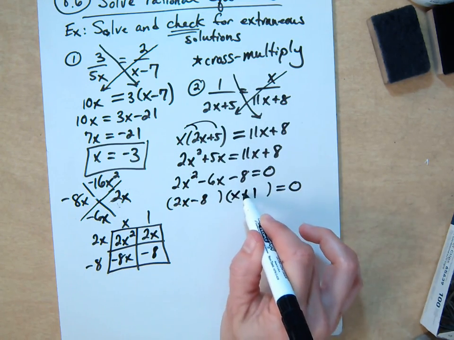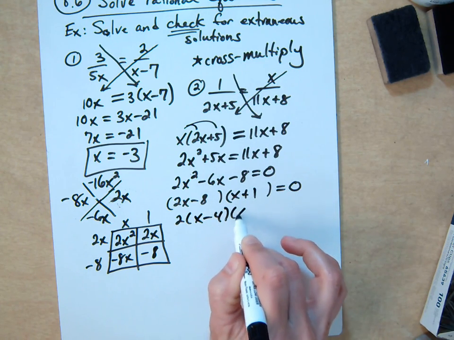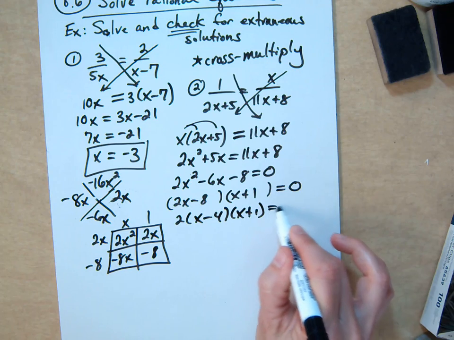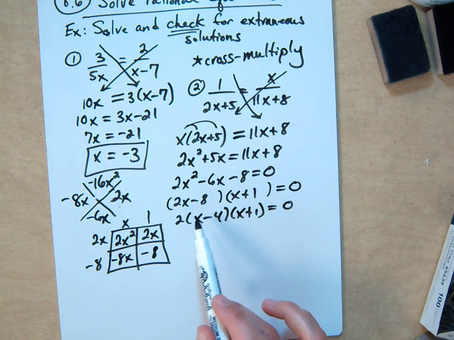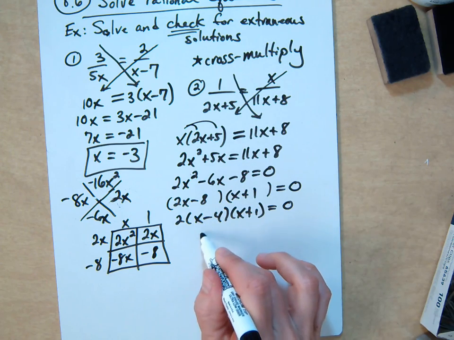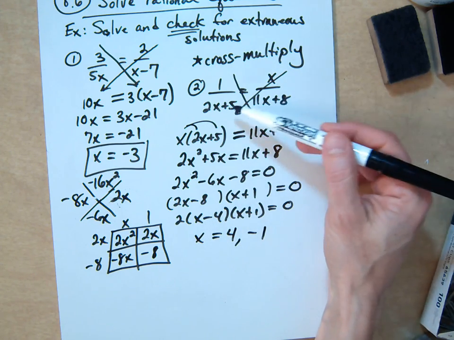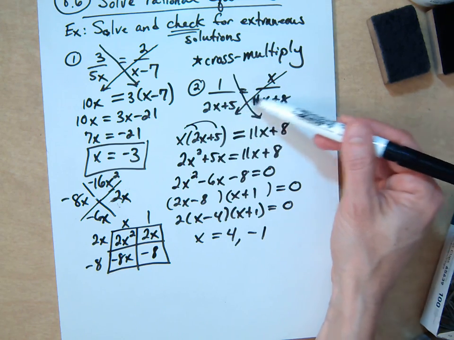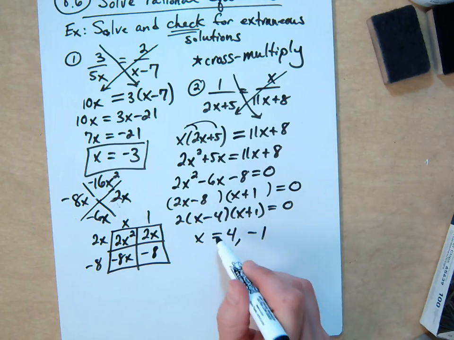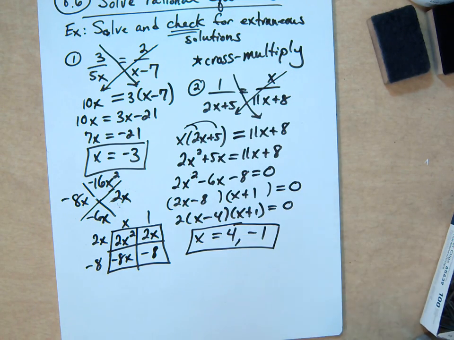Let me show you what you would get if you had factored out the 2 initially. This is a nice learning point: your answers are going to be the same either way. So you get 4 or negative 1, but you have to make sure that they don't make the denominator 0. They don't, so both of these work. So 4 and negative 1 are your solutions.